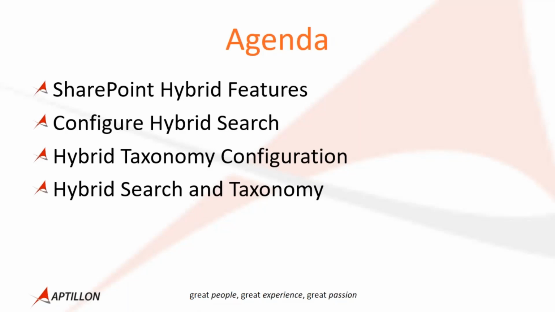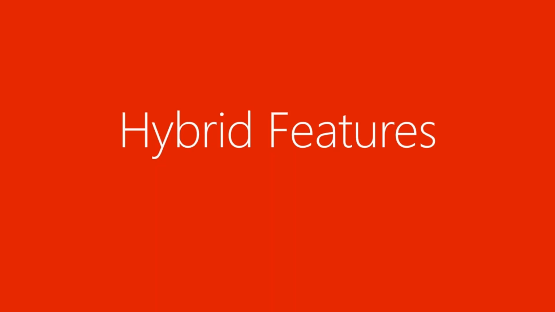For this session, we're going to be talking about SharePoint hybrid features, just a real quick overview, not as deep as we went last time. And then we're going to talk specifically about configuring hybrid search and configuring taxonomy to use them together in business situations where you can take advantage of the fact that we now have this cloud-capable taxonomy service as well as a combined search experience between our on-premises content as well as our Office 365 content.